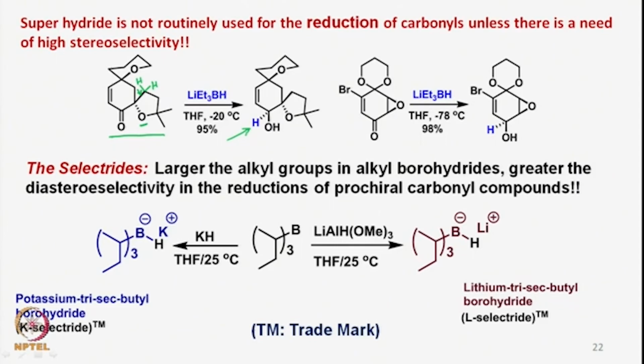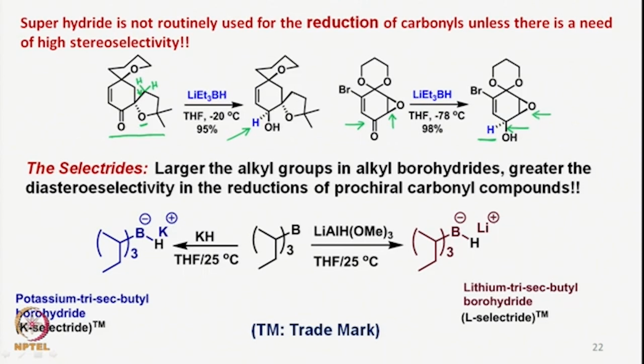alpha side. On the other hand, if you look at this here, the epoxide is beta oriented, and therefore the reduction occurs from the alpha side, and you have the reduction leading to the formation of the hydroxy group in a beta oriented fashion, even though this is beta obviously.